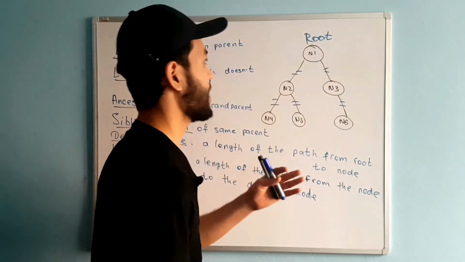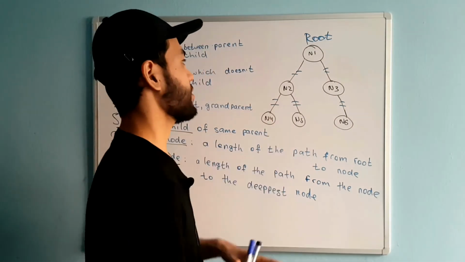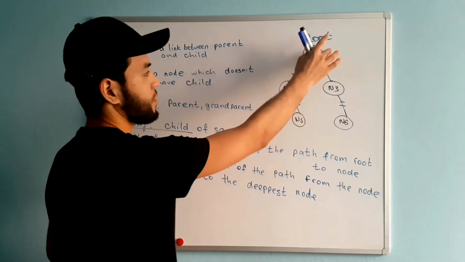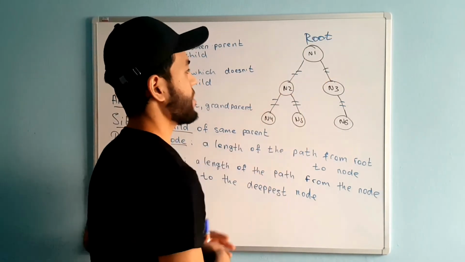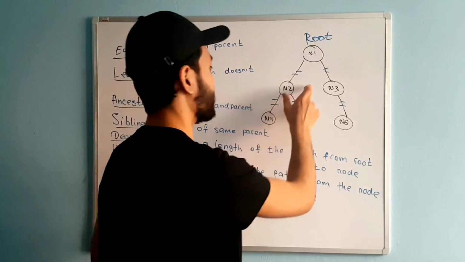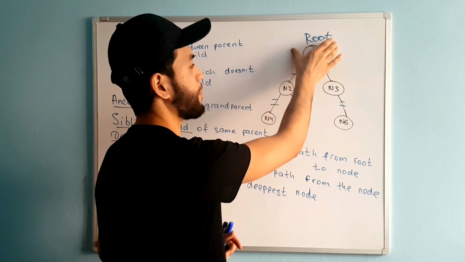Therefore the depth of the root is always equal to 0, okay? And we also have the height of a tree, which is from the root to the deepest node. We are just counting the length of the path from the root to the deepest node, starting from the parent node.